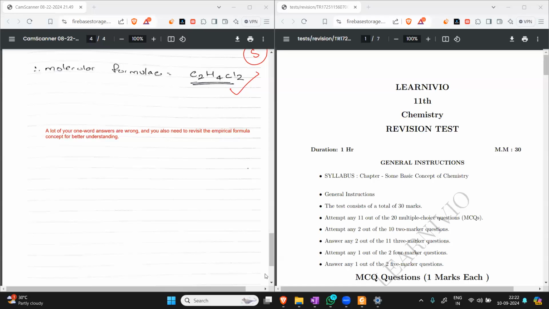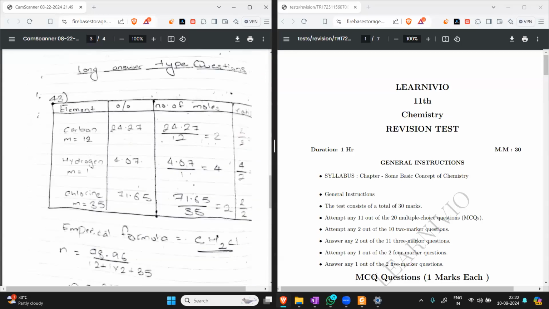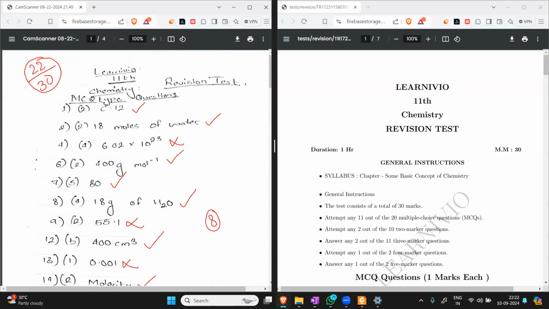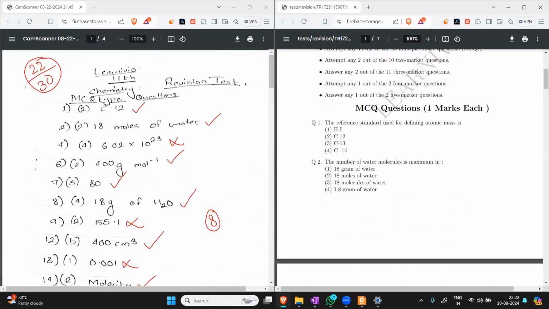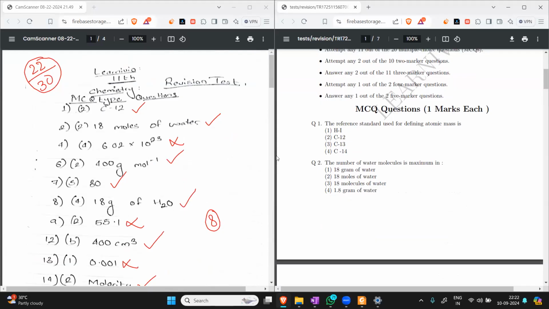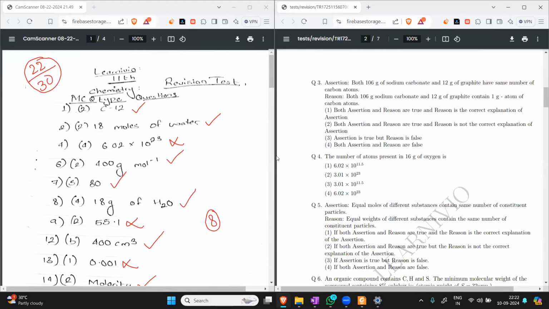Can you see the screen? Yes, sir. So you have made a mistake in the fourth question. Number of atoms present in 16 gram of oxygen. How do you make a mistake? Sir, 6.02. Sir, it is 16 grams of oxygen, right? What have you written in this?